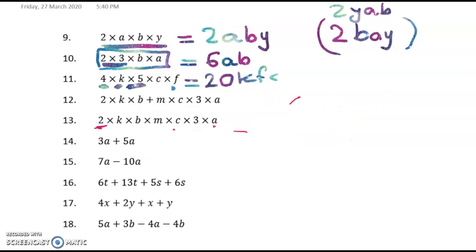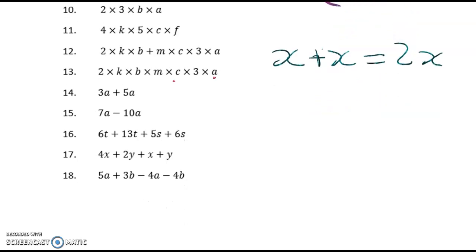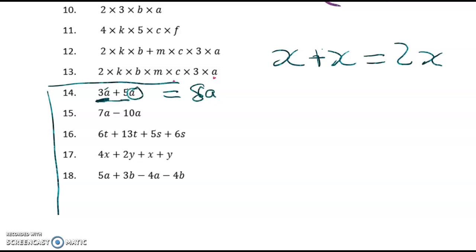Now it actually gets a bit easier from here because we go back to looking at the idea of like terms. So back in question 1, we started with x plus x, and we showed that that was 2x. So the next section in this worksheet works with expressions where we've already got that step. So 3a plus 5a is 8a. We can combine them because we've got the same exact variable. And here we've got 7a take away 10a. That leaves me with negative 3a.